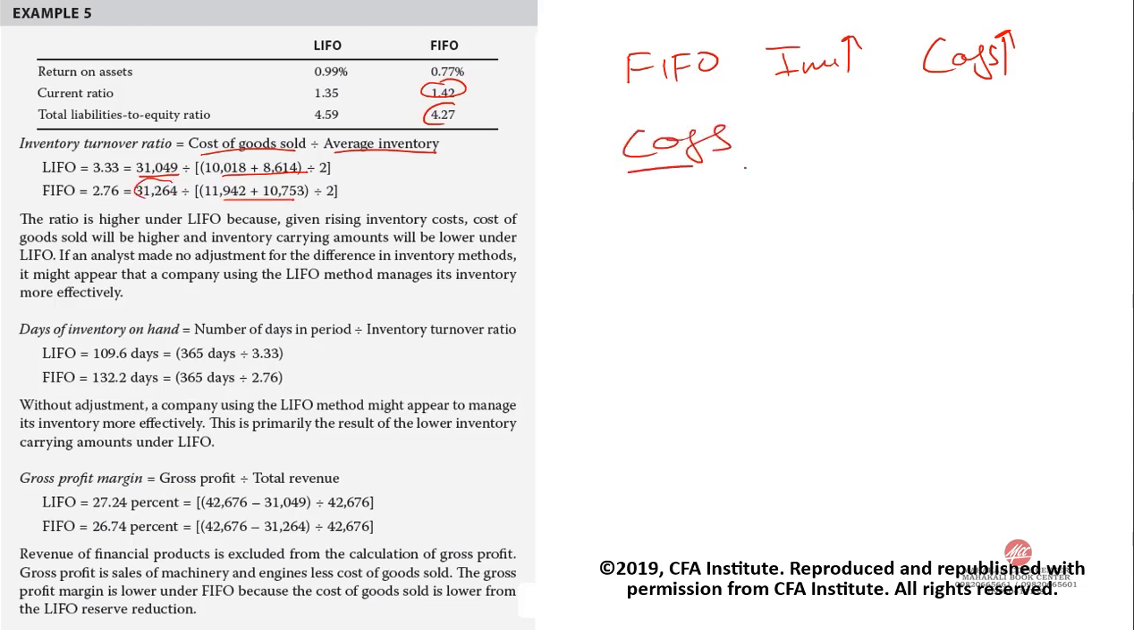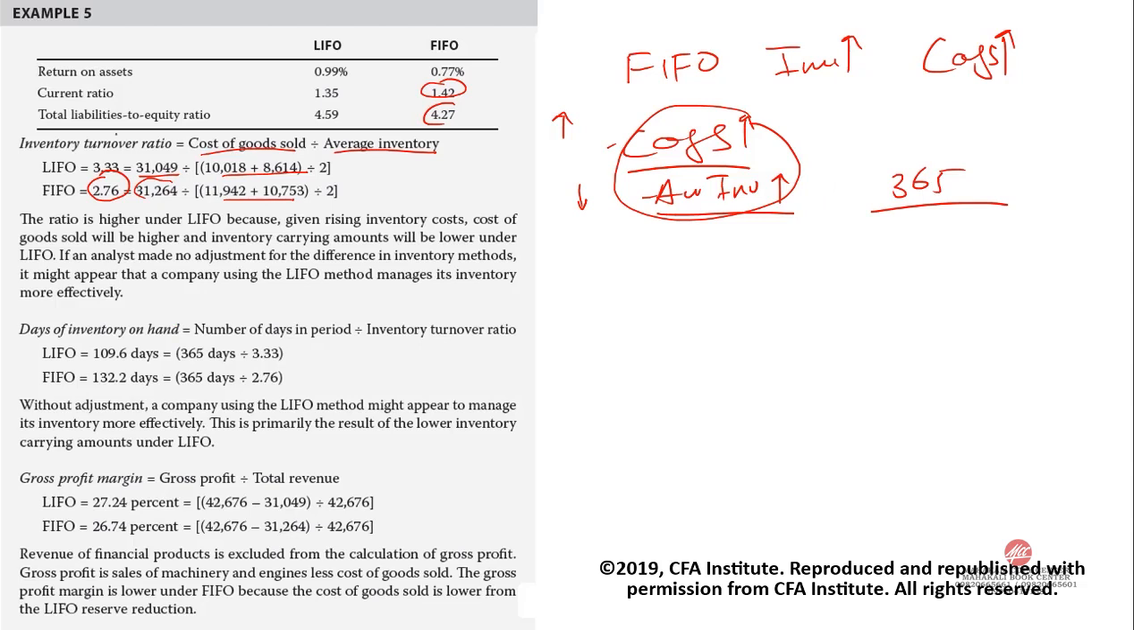So cost of goods sold divided by average inventory: the numerator is going up and the denominator is also going up. One factor is increasing the ratio and the other is decreasing the ratio. But overall, we see that the ratio has gone down. This means that the average inventory went up by a higher amount. Now days of inventory on hand is 365 divided by the inventory turnover ratio. So if under LIFO the inventory turnover ratio is higher, then the number of days would be lower.